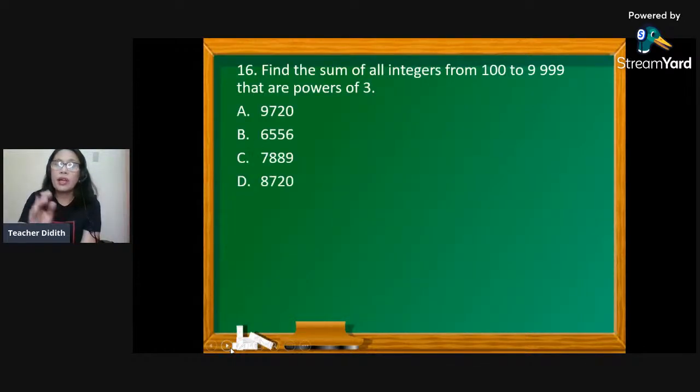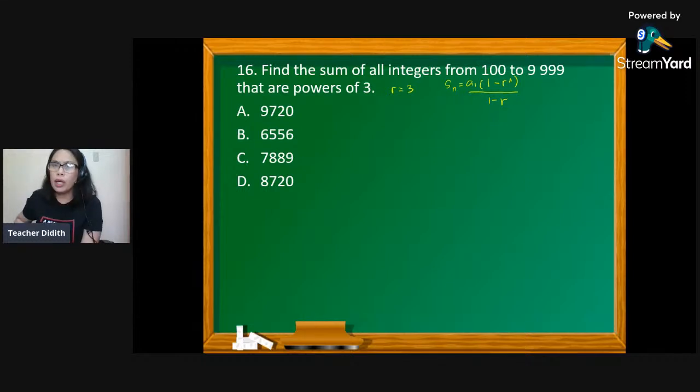Okay. Find the sum of all integers from 100 to 9,999 that are powers of 3. So, in that example, since it's the power of 3, we'll consider or associate that with the ratio equal to 3. Okay? And then it has to satisfy the condition here that we are asked to solve the sum of all integers. So this is working on the sum of finite geometric series, and this is equal to a sub 1 times quantity 1 minus r to the n all over 1 minus r.